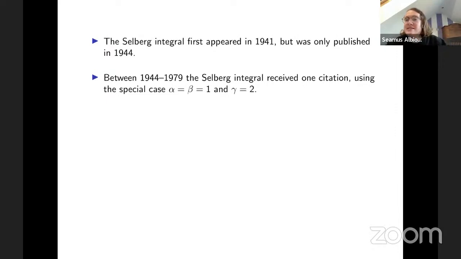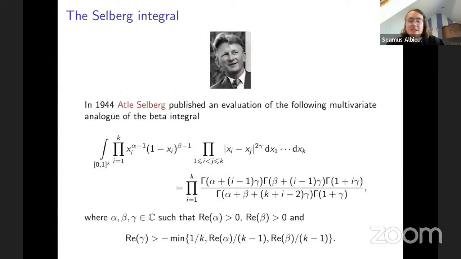But if you go on MathSciNet, you can find this one citation, and they apply the Selberg integral with alpha equals beta equals 1, and gamma equals 2. If we go back to the previous slide, that's really just evaluating the fourth power of the Vandermonde determinant over the unit cube, which you probably didn't need the Selberg integral for. If you work hard enough, I think you can do that completely directly.